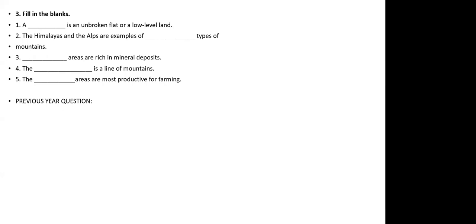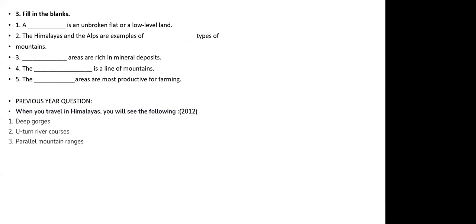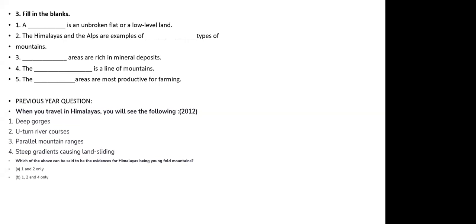Previous year questions. When you travel in the Himalayas, you will see the following. This is a 2012 UPSC question. Deep gorges, U-turn river courses, parallel mountain ranges, steep gradients causing landsliding. Which of the above can be said to be the evidence for Himalayas being young fold mountains? Options are 1 and 2, 1, 2 and 4, 3 and 4, 1, 2, 3, 4. So what is the correct answer?